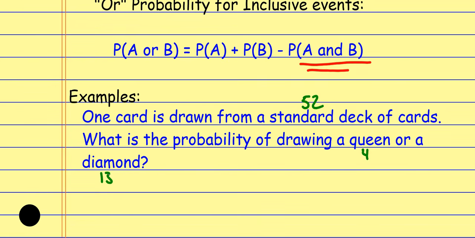So there's an ace of diamonds, a 2 of diamonds, a 3 of diamonds, a 4 of diamonds, all the way up to jack, queen, king, ace. So this is the situation. The thing is, there's overlap here because there are 4 queens in the deck: a queen of clubs, a queen of hearts, a queen of spades, and a queen of diamonds. And then when you look at all the diamonds in our deck, if I counted up the diamonds, I would count the queen of diamonds again. So essentially, I'm counting that one twice.